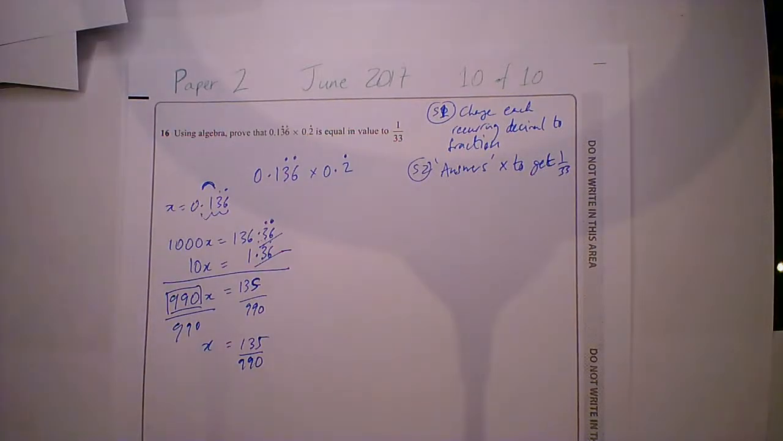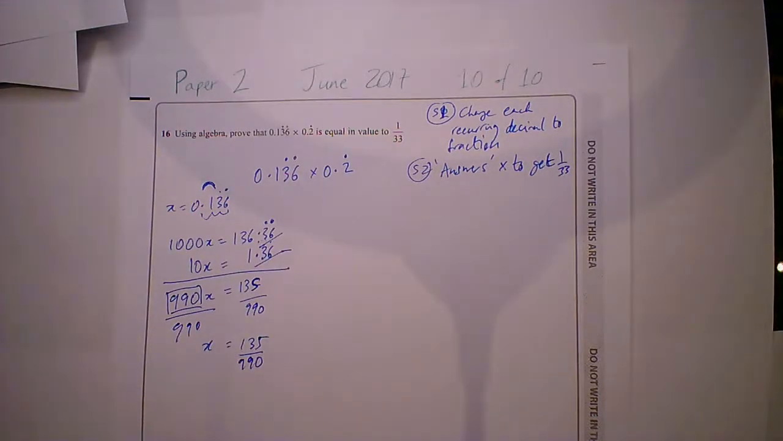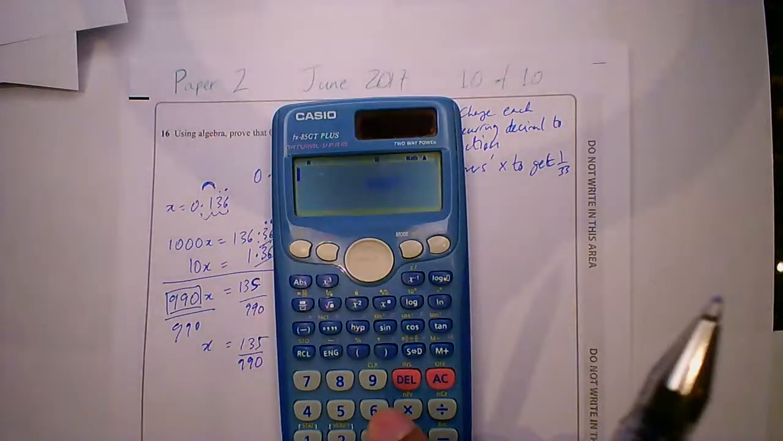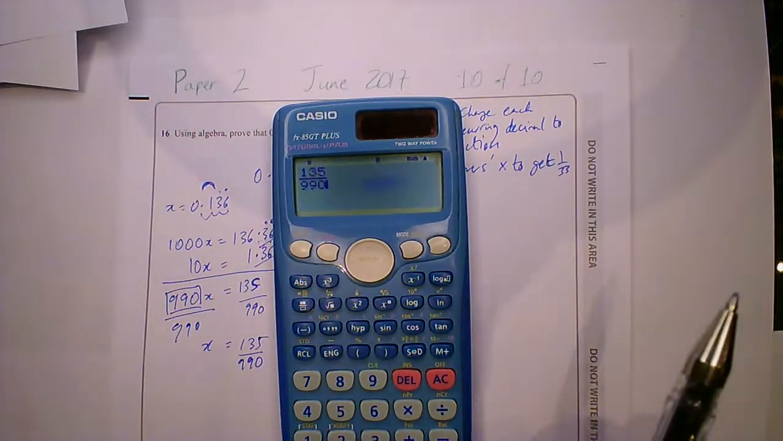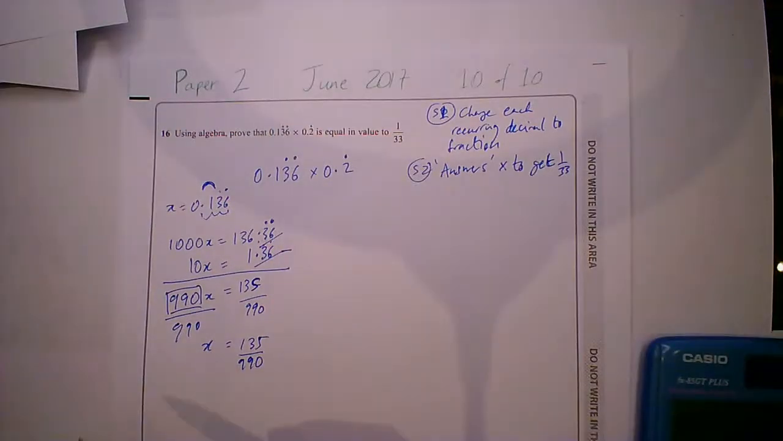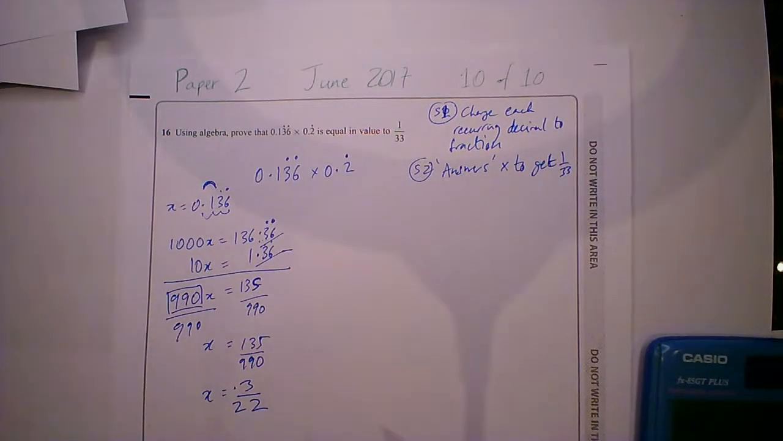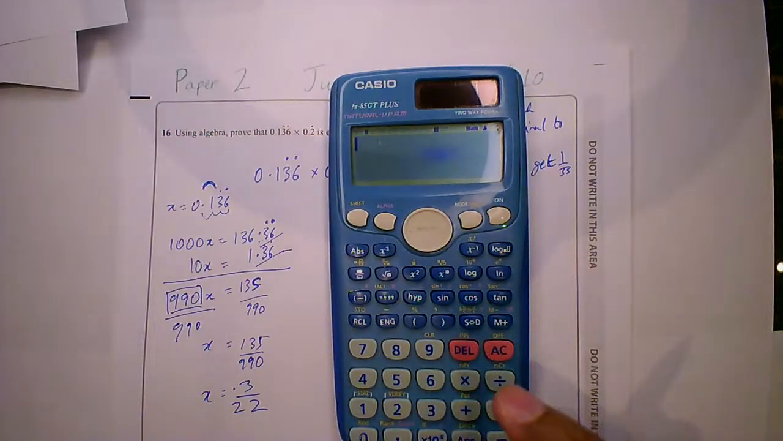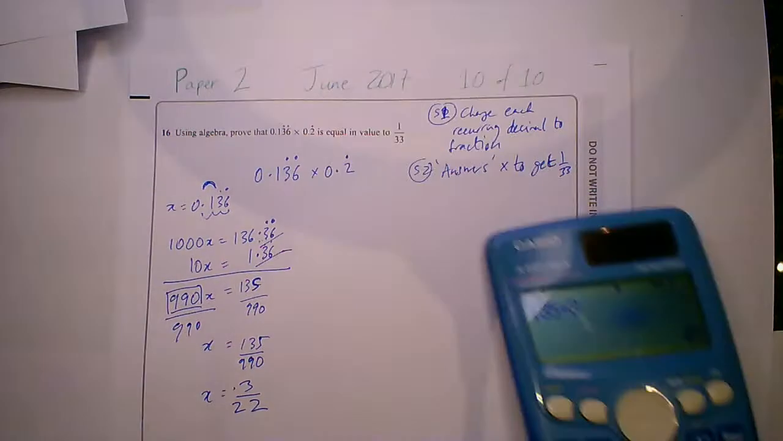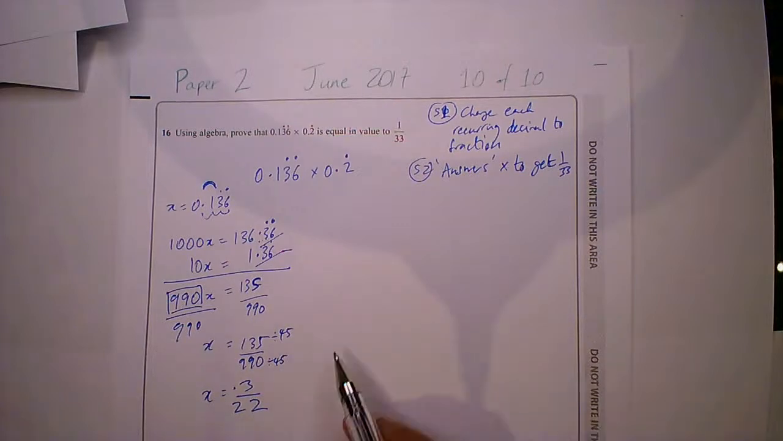Now this is the beauty. If it is an exam calculator paper question, I can just put this into my calculator. What does this simplify to? 135 over 990 simplifies to 3 over 22. Okay, so what did I divide by? Let me just see. 135 divided by 3 gives me 45. So I've divided by 45. Okay, so that's the first one.